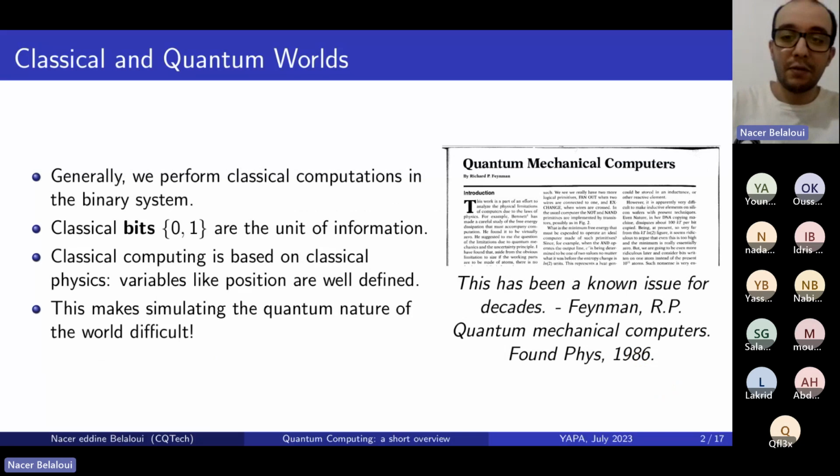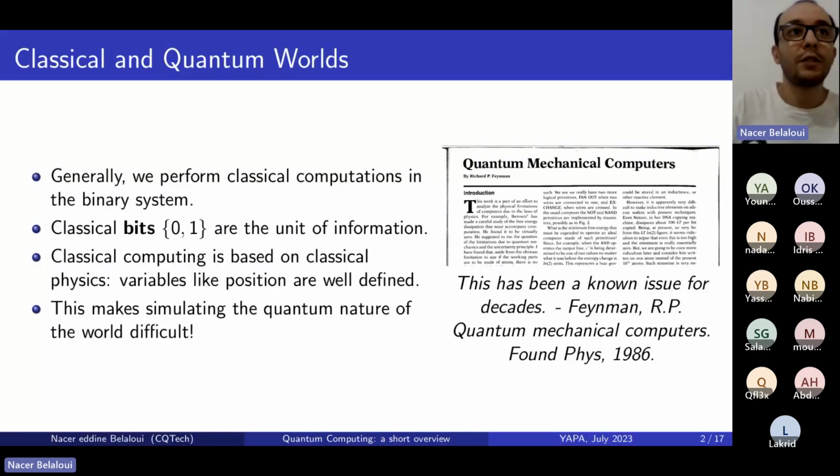Let's start by making a small comparison between what I call the classical and quantum worlds, from a computing aspect. Generally, we're all using computers right now to follow the live session or the recording, and we perform classical computations in the system. By classical, I mean making a distinction between what works with classical physics and what works with quantum physics. Our computers, and most things that we know, are called classical.